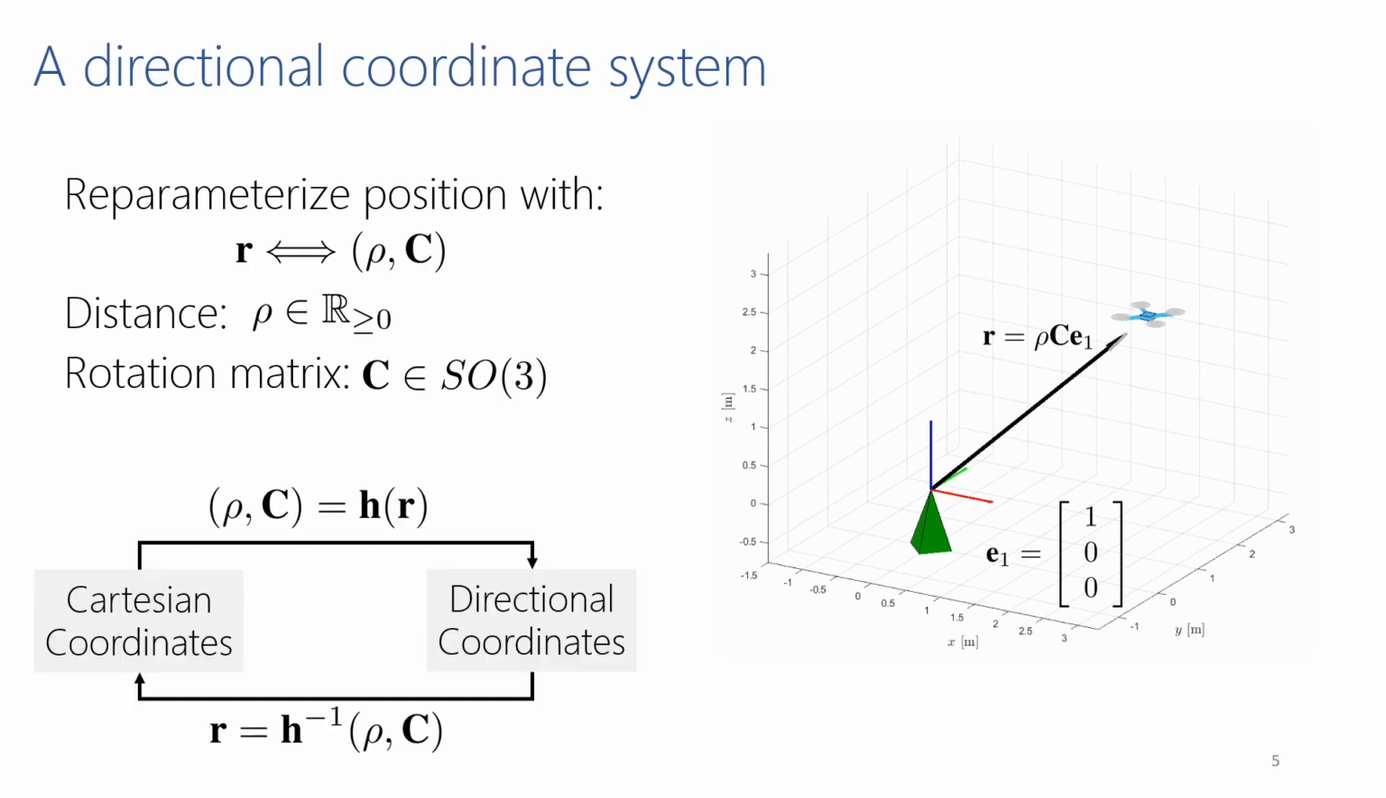We show in the paper that it is straightforward to convert from Cartesian coordinates to directional coordinates and back, and we call the mapping from Cartesian to directional coordinates h. The mapping back to Cartesian position is the range times the rotation matrix times the unit direction vector along the x-axis. The goal is now to execute an extended Kalman filter, but in this new directional coordinate system.